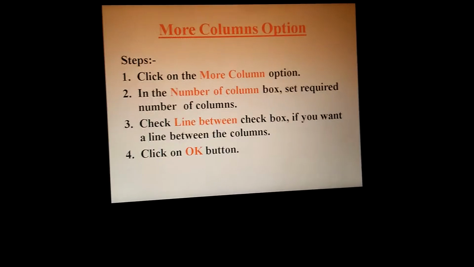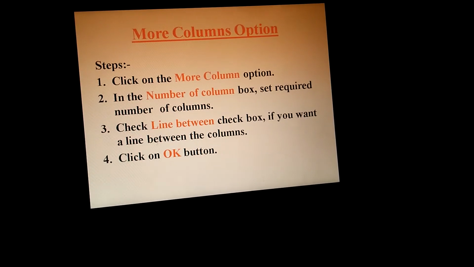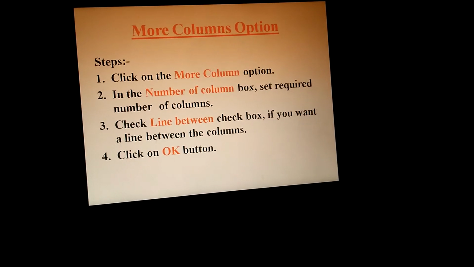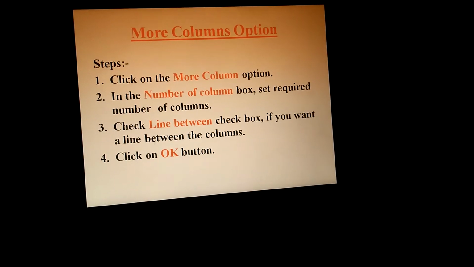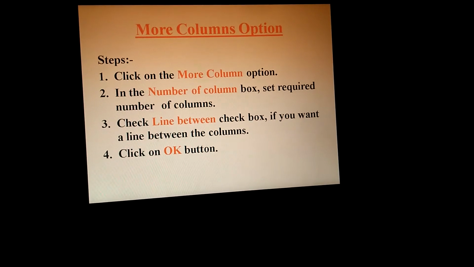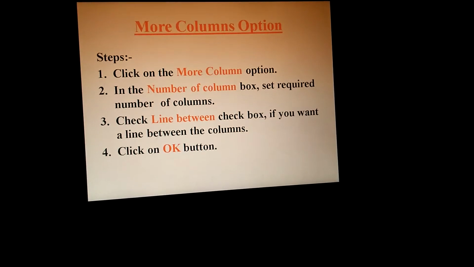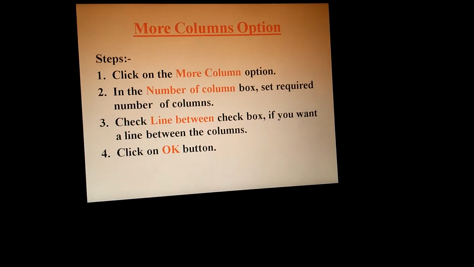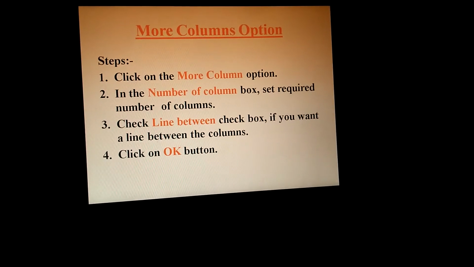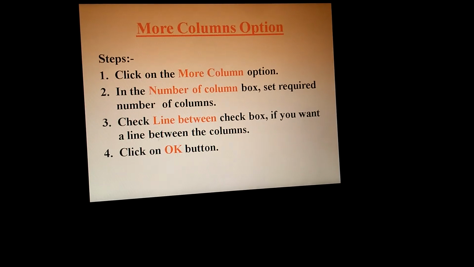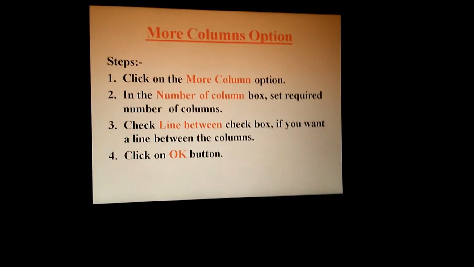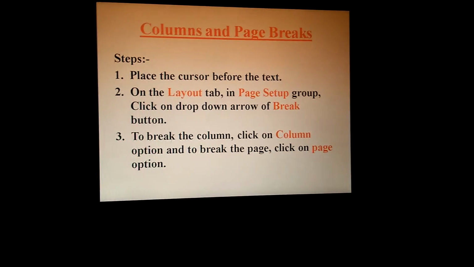Next, there are some more columns options also. Click on the more column option. Then in the number of column box, set the required number of columns, means in number of column, just remember these options: number of column box, set required number of columns. Then check the line between check box. Line between option is there in the check boxes, just check it. If you want the line between the columns, means between two columns you need a line, then you have to go in the option called line between. Then at last click on OK button. So this was for more column options.